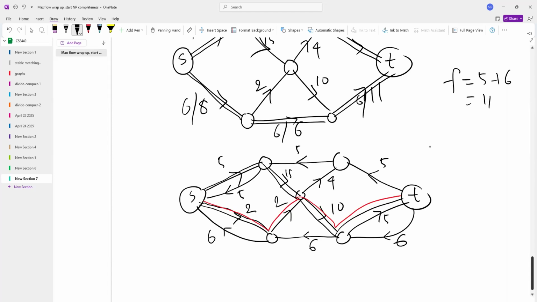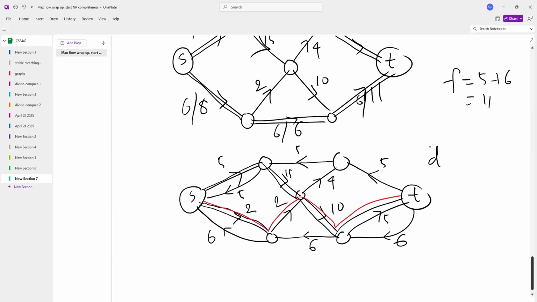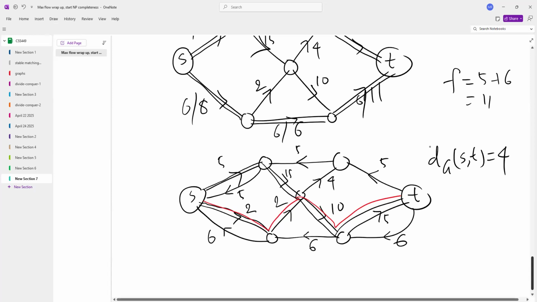So at this point, there's 2 more that's also 4. Yeah, you don't have to go down 10, you can go up 4. But then from 4, this 5 is reversed. So you have to go there. So at this point in the residual graph, your distance between S and T, the shortest hop is 4 now.